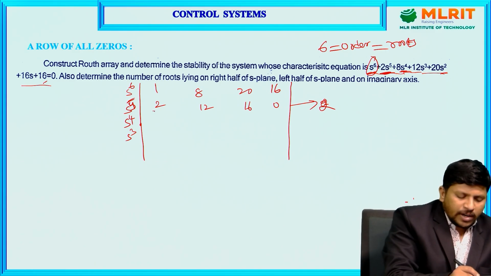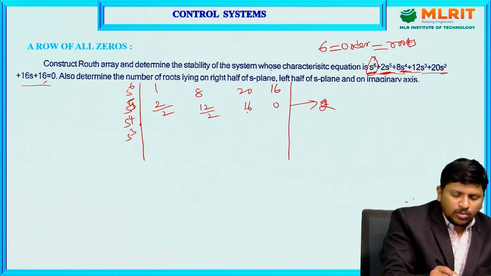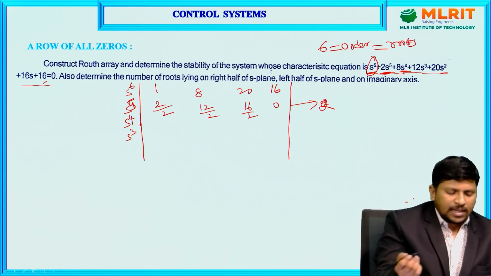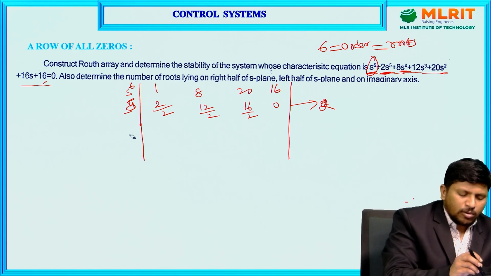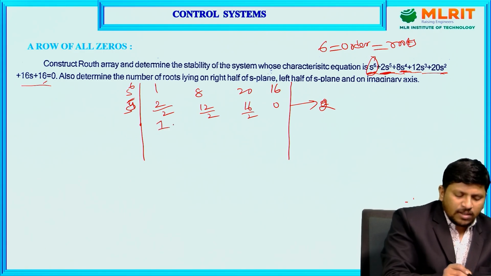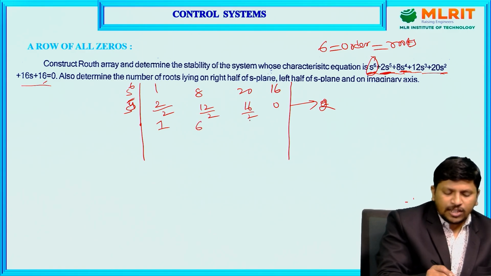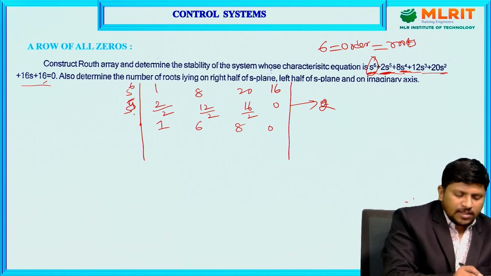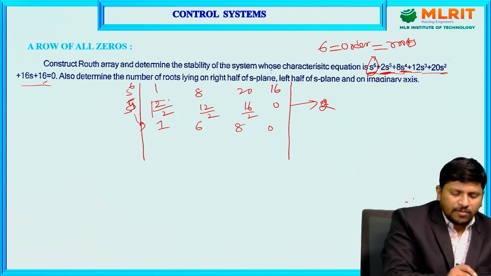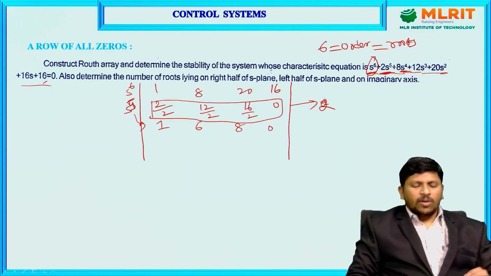So now divide by 2, and divide by 2, for simple calculation. What is the value I am going to get here? 2 by 2 is equal to 1. Here 12 by 2 is 6, 16 by 2 is 8, and this value is 0. So this is the s power of 5 row elements.